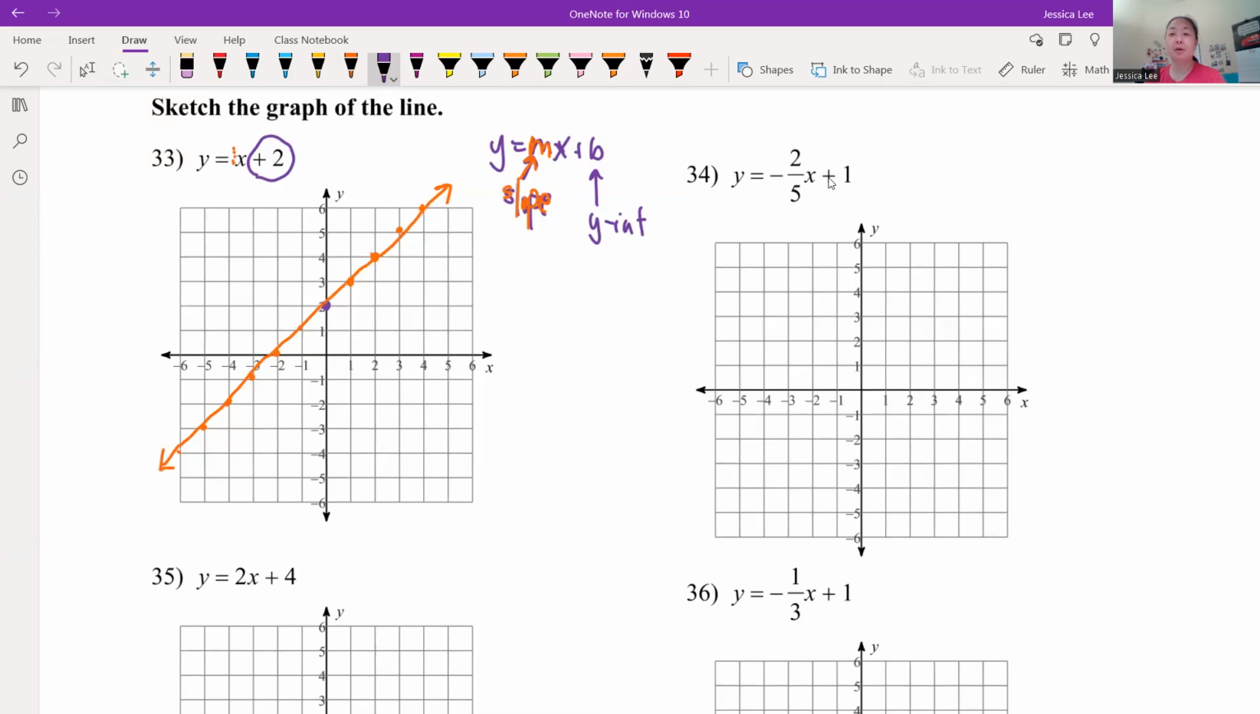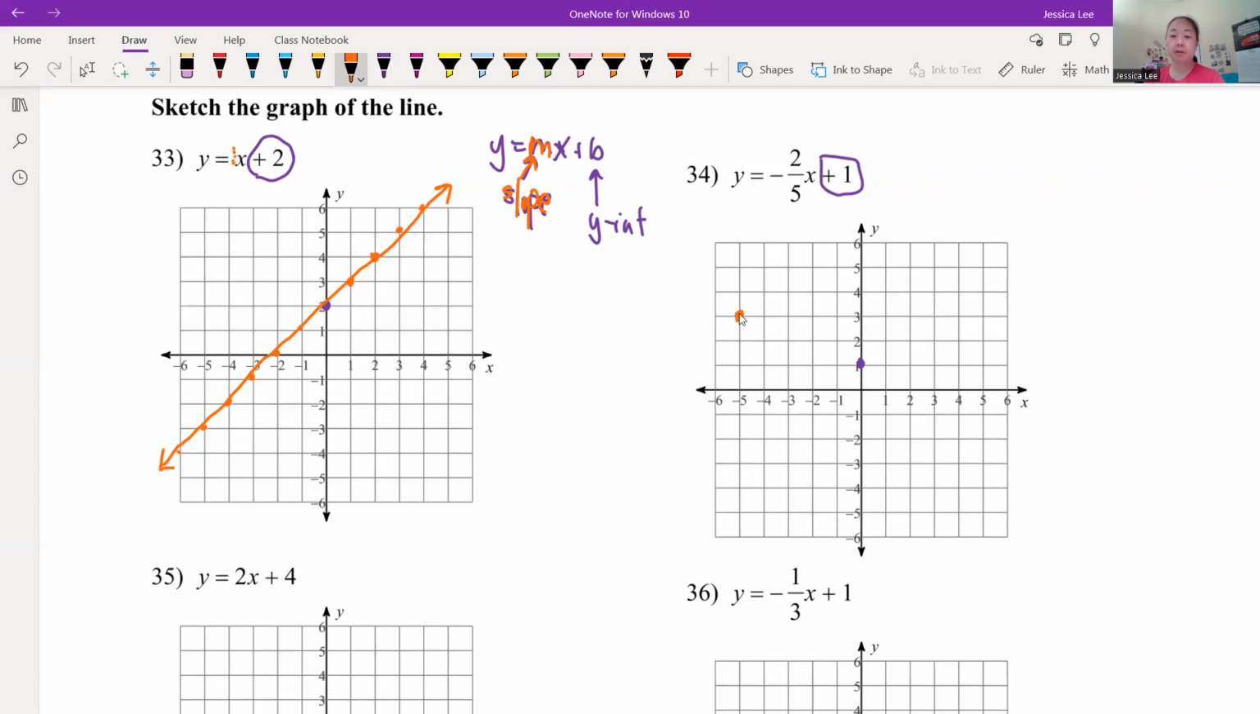Number 34. Again, we have this plus 1 right here. That's our y-intercept. We're starting on the y-axis. A lot of people switch from going to the y-axis to the x-axis. Don't do that. It's called the y-intercept. You know why? Because it crosses the y-axis. So we're at 1 right here, and then our slope is negative 2/5. So we're going to go up 2. So from the 1, we're going to go up 2 and then 5 to the left.